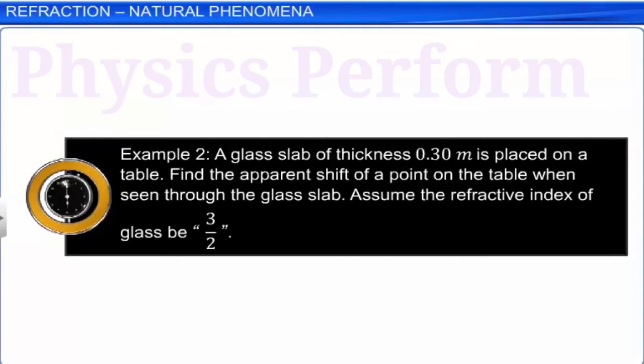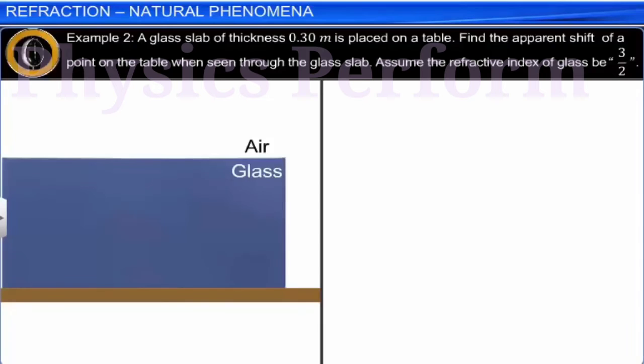Consider the following example. Example 2. A glass slab of thickness 0.30 meter is placed on a table. Find the apparent shift of a point on the table when seen through the glass slab. Assume the refractive index of glass is 3/2. Let P be a point on top of the table and P' be its image when seen through the glass slab.